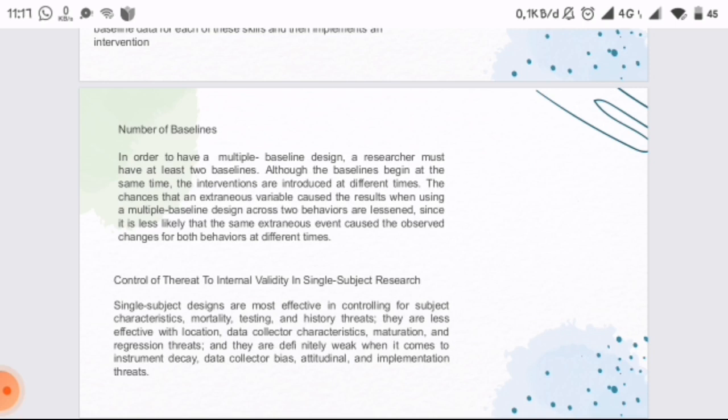And the last, control of threats to internal validity in single subject research. Single subject designs are most effective in controlling for subject characteristics, mortality, testing, and history threats. They are less effective with location, data collector characteristics, maturation, and regression threats. And they are definitely weak when it comes to instrument decay, data collector bias, attitudinal, and implementation threats.